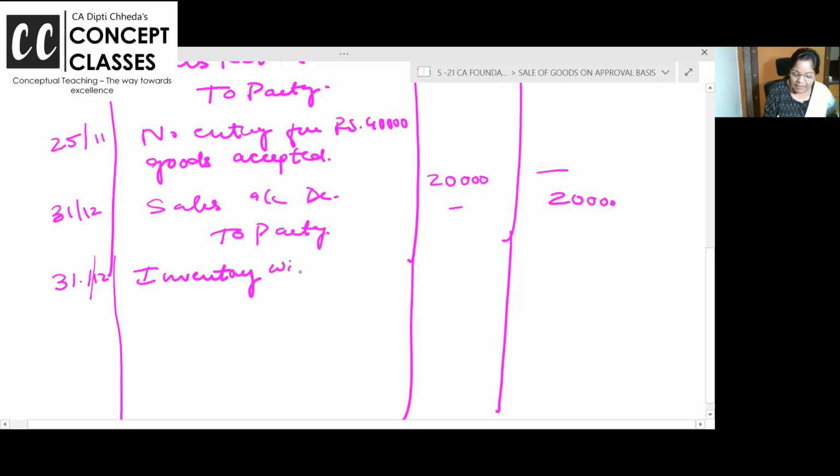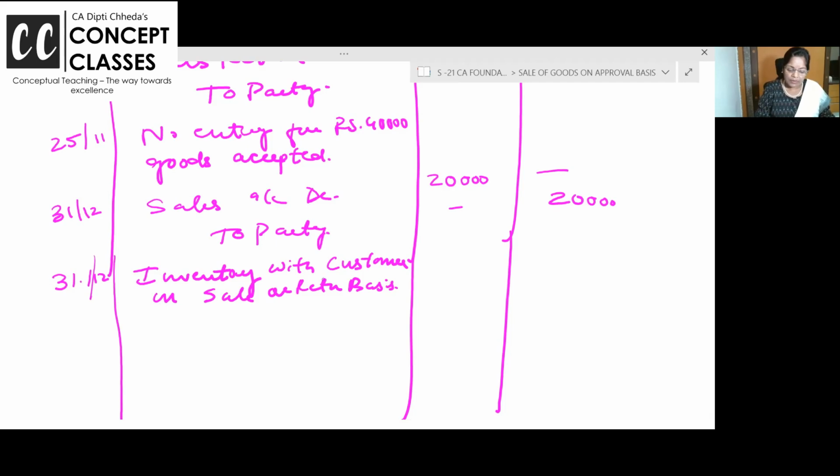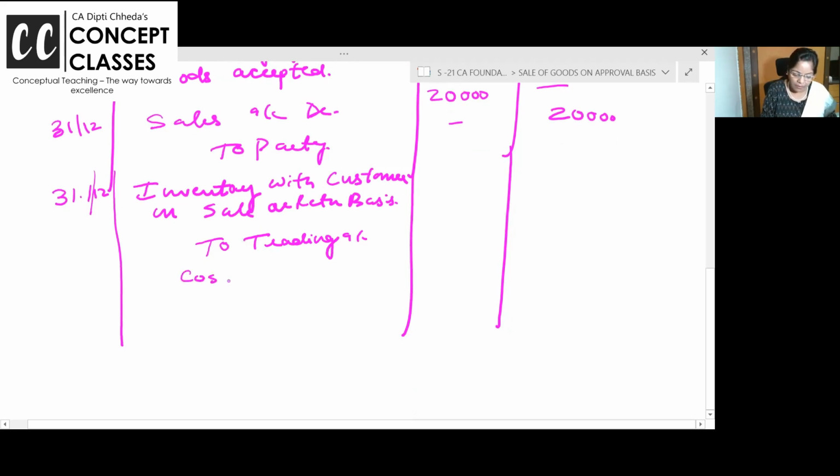Inventory with customer. This is my stock lying with you. Inventory with customer on sale or return basis. Separate account. You know, my stock with me, my stock with consignee, my stock with agent, my stock with the customer on sale on return basis, debit to trading account. Cost plus profit is selling price and selling price is 20,000.